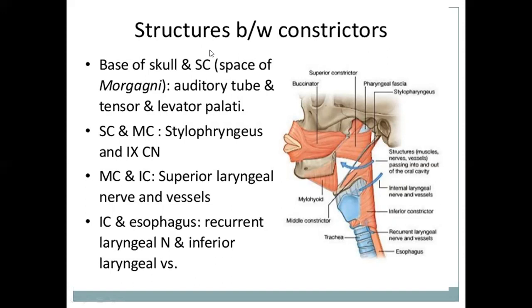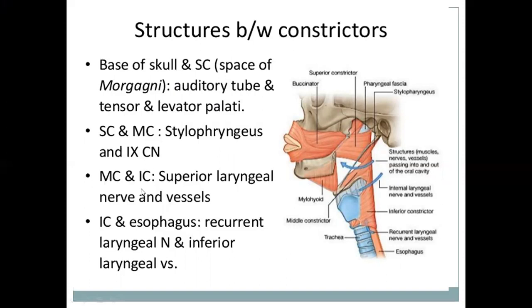So some structures are present between the pharyngeal constrictors. Between the base of the skull, that is the pharyngobasilar fascia, and the superior constrictor, in the lateral wall, the pharyngotympanic tube enters, and the tensor veli palatini and the levator veli palatini also insert between the pharyngobasilar fascia and the superior constrictor. And in between the superior constrictor and the middle constrictor, the stylopharyngeus and the glossopharyngeal nerve will enter. I have already shown you this.